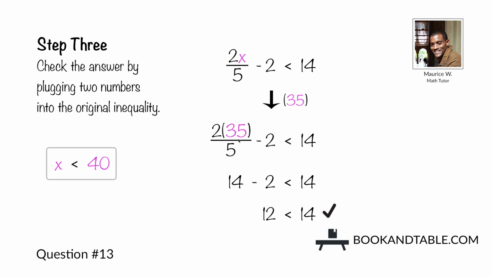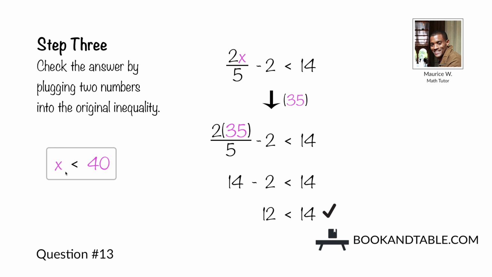So I'm going to plug in 35 rather than 39, just so we wind up with a whole number. So when we plug in 35 for x, we wind up with 2 times 35, which is 70. 70 divided by 5 would give us 14. 14 minus 2 gives us 12, leaving us with the true statement, 12 is less than 14.